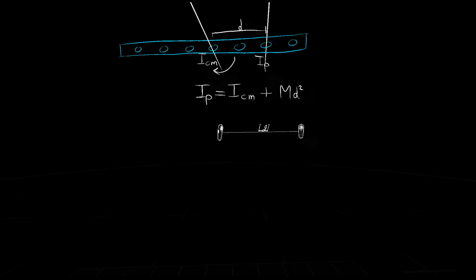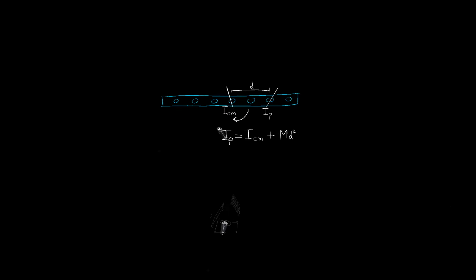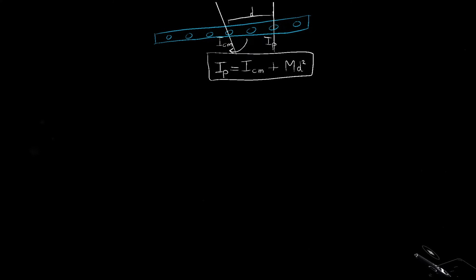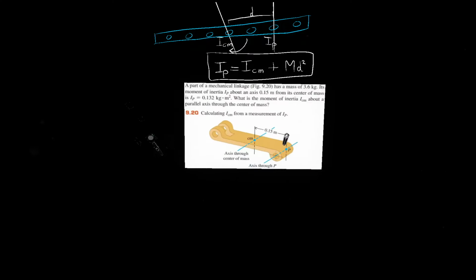So let's do one example. I might as well box this in. Let's do an example. So let's say we have some odd thing here. This part of a mechanical linkage has a mass of 3.6 kilograms. Its moment of inertia, I_P, about an axis 0.15 meters from its center of mass, so that's d, is I sub p equals 0.132 kilogram meter squared. What is the moment of inertia I_CM about a parallel axis through the center of mass?